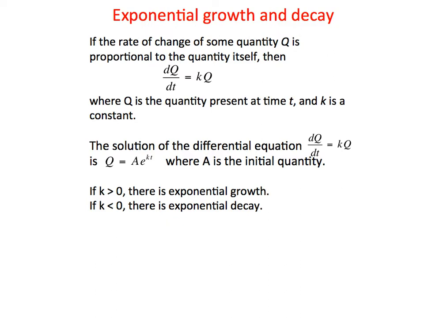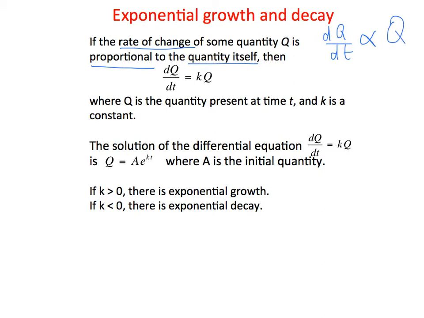Now, if the rate of change of some quantity q is proportional to the quantity itself, then dq/dt equals k times q. You're already familiar with rates of change from our last lesson. Remember, rate of change is the first derivative. So the rate of change of some quantity q means dq/dt. And if that is proportional to the quantity itself, proportional is this symbol here, to the quantity q, that means the rate of change is proportional to the quantity.